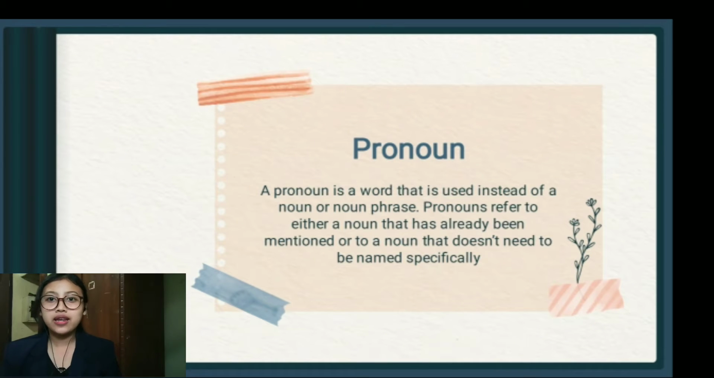Well, before I explain the usage of each pronoun, we have to know the meaning of pronouns. So, a pronoun is a word that is used instead of a noun or noun phrase. Pronouns refer to either a noun that has already been mentioned or to a noun that doesn't need to be named specifically. Grammatically, pronouns function much like nouns. They can be used both as subjects and objects. They refer to people, places, and things. They can be singular or plural, and they can be modified by adjectives.